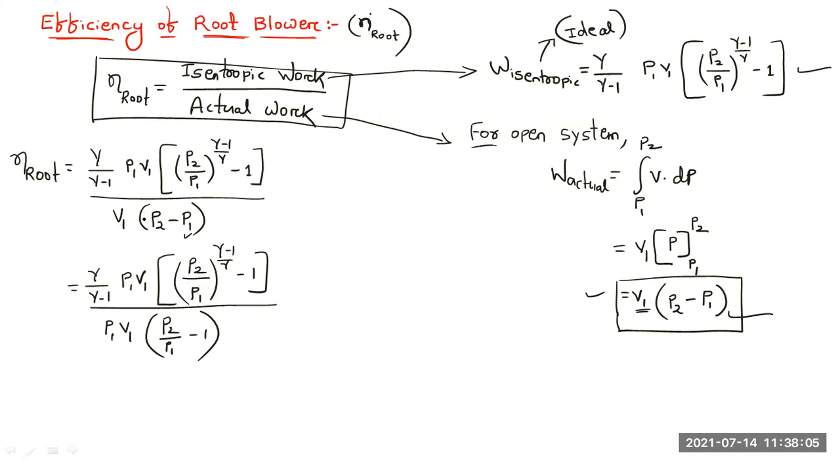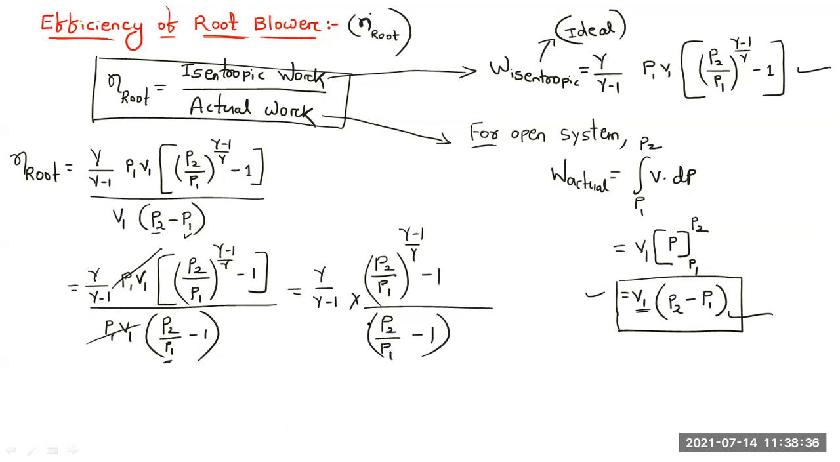If I take this P1 outside, it becomes P1 into V1, and the remaining term becomes P2 by P1 minus 1. So this P1 V1 and this P1 V1 will get cancelled out. So the efficiency we finally get is gamma by gamma minus 1, (P2 by P1 to the power gamma minus 1 by gamma, minus 1), whole divided by (P2 by P1 minus 1). This is the root blower efficiency we have got.